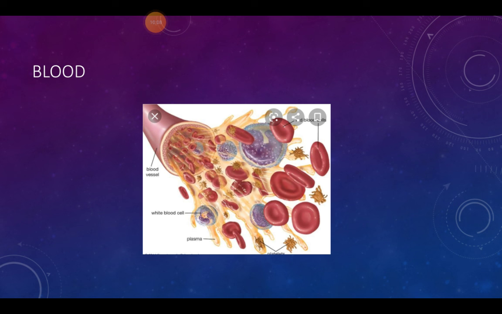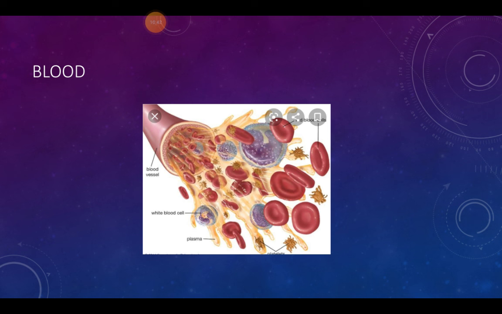Blood. Blood is a red colored fluid. It is made up of a liquid matrix called plasma and blood cells. Plasma contains 90% of water and dissolved salts. Blood cells are of three types, red blood cells, white blood cells, and platelets. Location of blood. It flows in a blood vessel. Functions of blood. It transports nutrients and waste materials.